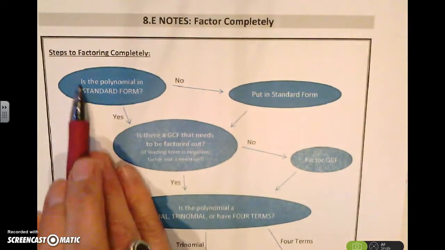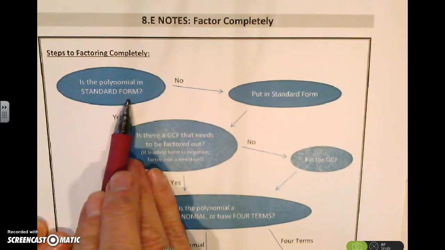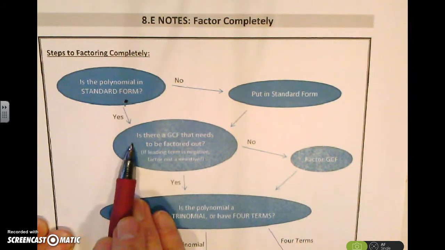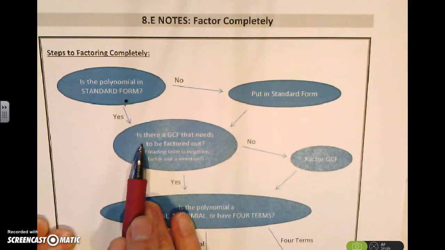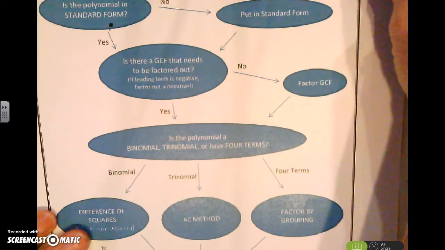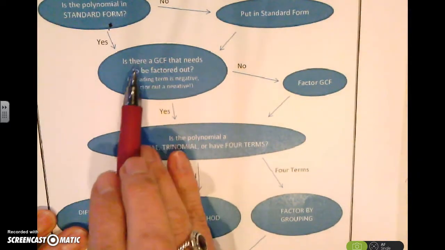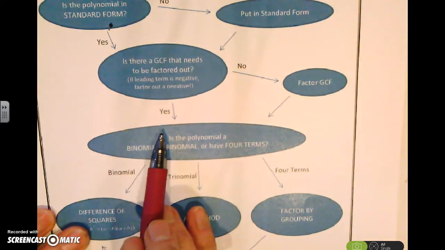So the very first thing you're going to do is you're going to ask, is the polynomial in standard form? And if it is, then you're just going to continue. If it's not, you're going to put it in standard form and then continue. And just like we've discussed before, the very first question we're going to ask as we begin to factor is, is there a GCF? And if there is, then you're going to factor it out.